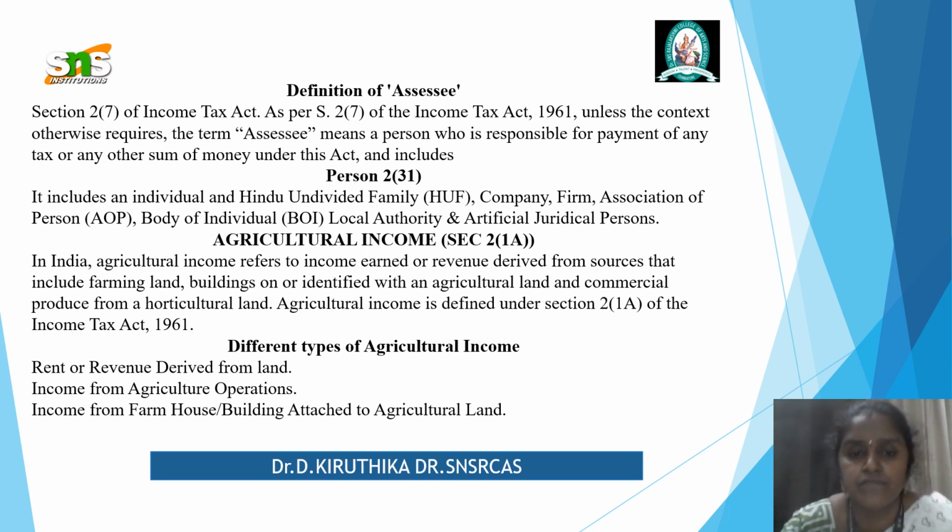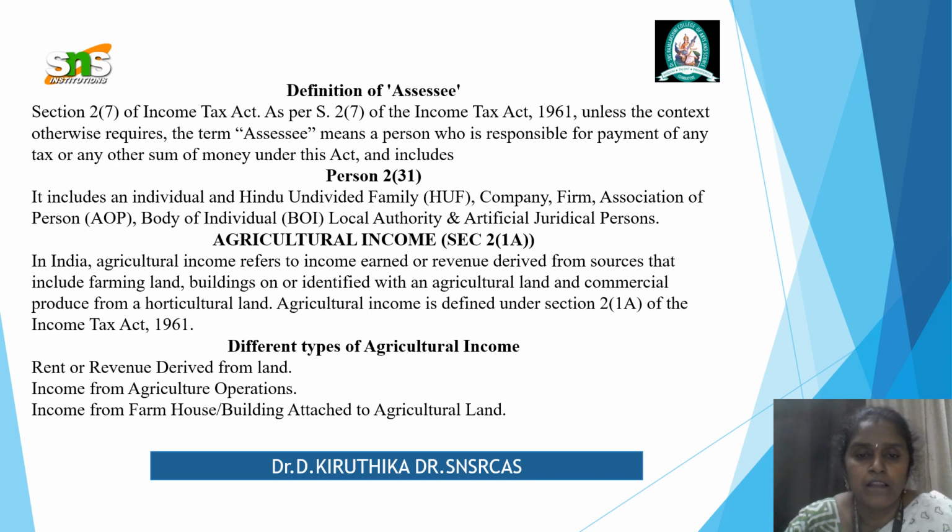The next term which we have to understand is assessee. According to section 2 subsection 7 of the Income Tax Act, unless the context otherwise requires, the term assessee means a person who is responsible for payment of any tax or any other sum of money under this act. Also the next term is person under section 2 subsection 31. It includes HUF, that is Hindu Undivided Family, company, firm, association of persons, body of individuals, local authority and artificial juridical persons.